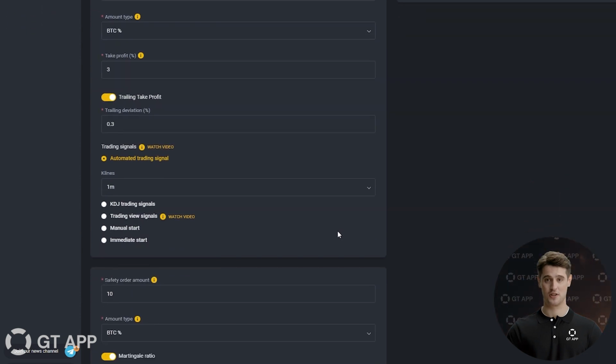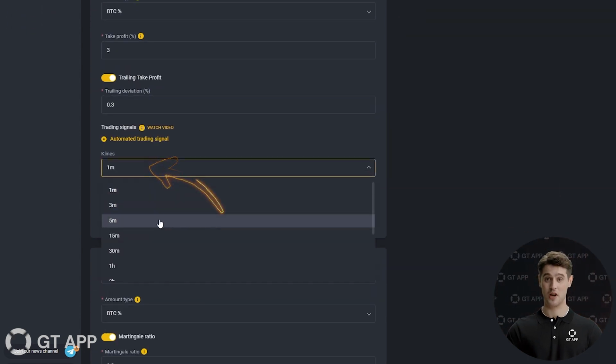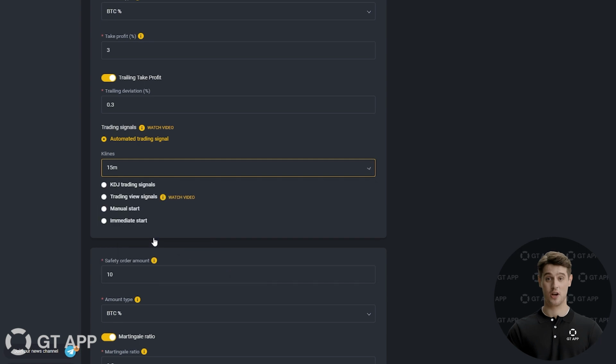Next, you need to choose a trading signal from 5 possible options. The default option is the automatic trading signal, KDJ signal. In these two signals, you can adjust the time frame from 1 minute to 1 day. It's optimal to use from 15 minutes to 1 hour. The higher the time frame, the fewer trades you will have. The lower the time frame, the more trades you will have, but the accuracy will be lower.